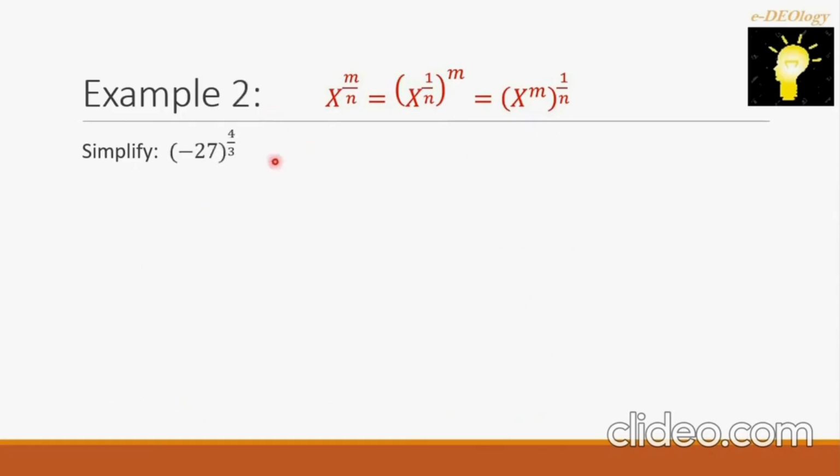Let's have example 2. Let us simplify this negative 27 raised to 4 over 3.